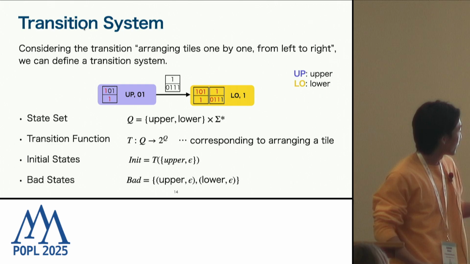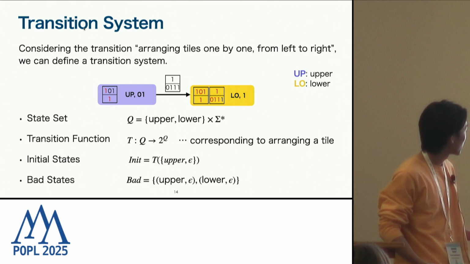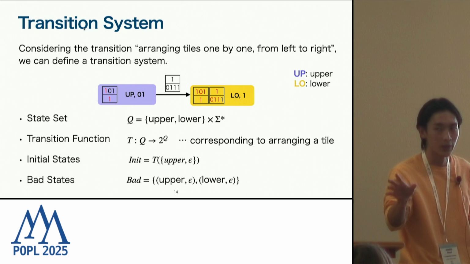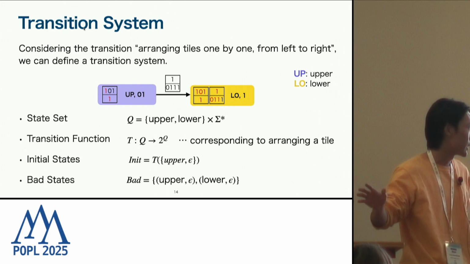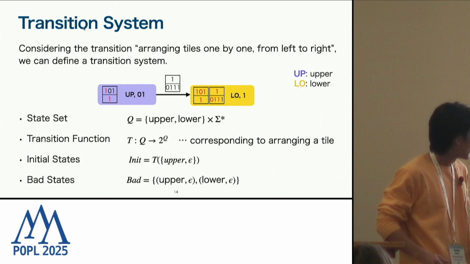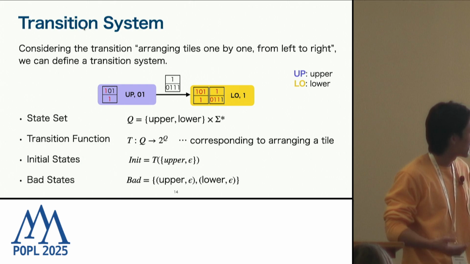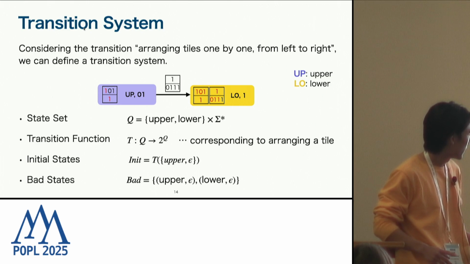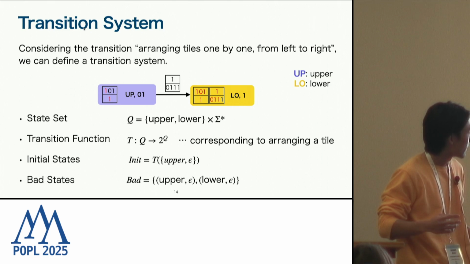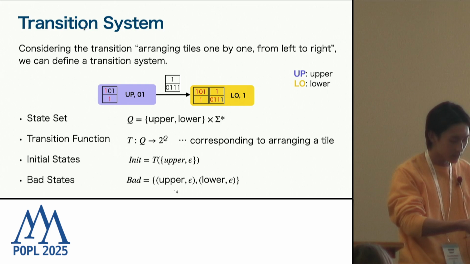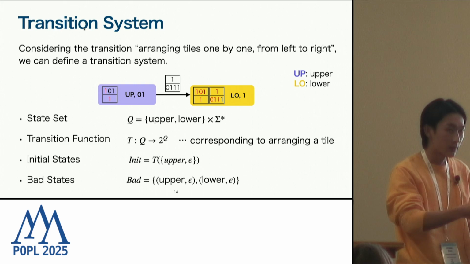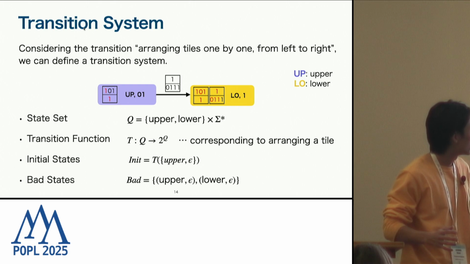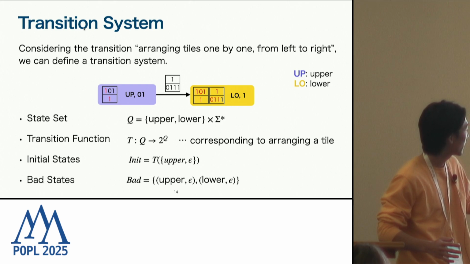In this way, we can define a transition function T, and the state set is pairs of upper or lower and a word on the alphabet 0 and 1. Initial states are the states corresponding to arranging exactly one tile, and bad states are the states having an empty word. So now the solvability of a PCP instance is equivalent to the reachability from the initial state to the bad states.